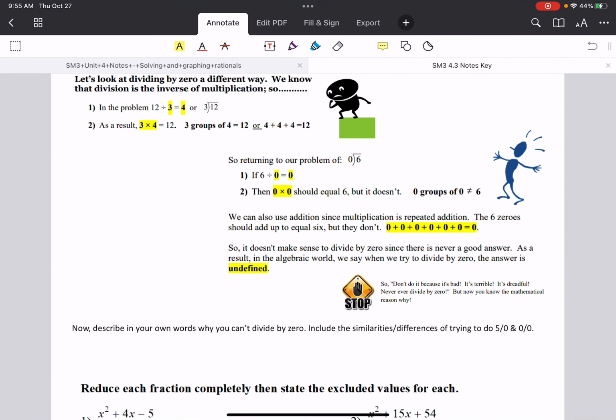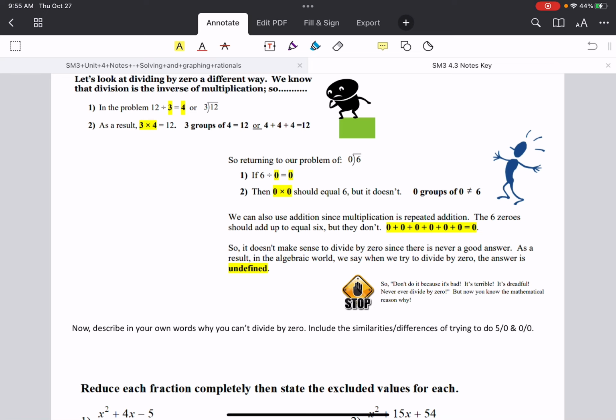Okay, so could someone rephrase what this is talking about with dividing by 0? Yes, Sydney. Basically, they're saying that dividing by 0 makes no mathematical sense to get an answer, because you can't take a number and then divide it by 0, because technically you're taking it and separating it into 0 groups.